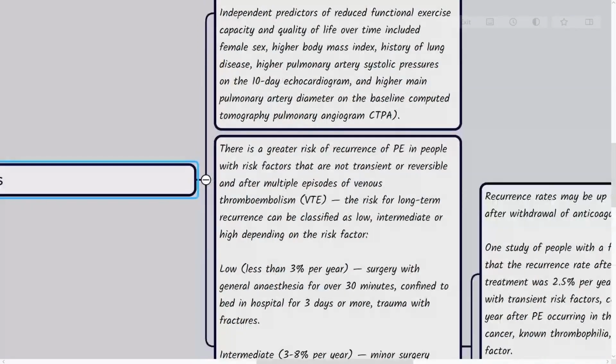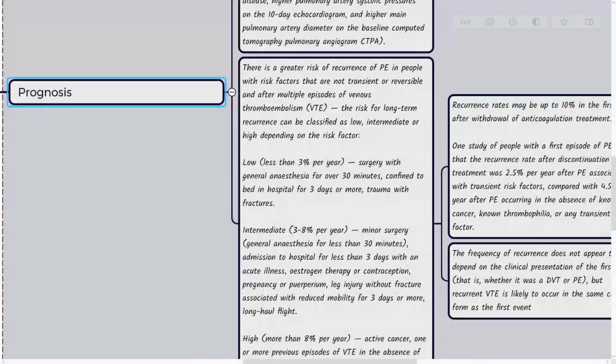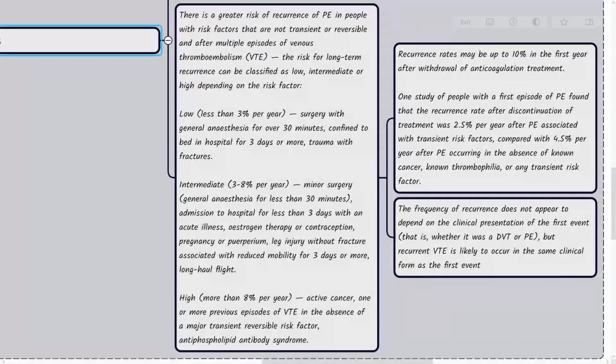There is a greater risk of recurrence of PE in people with risk factors that are not transient or reversible, and after multiple episodes of venous thromboembolism, VTE. The risk for long-term recurrence can be classified as low, intermediate, or high, depending on the risk factor.